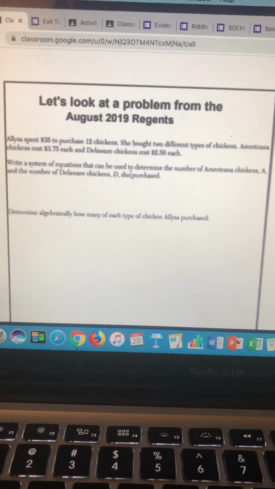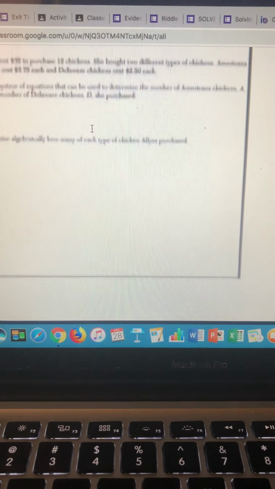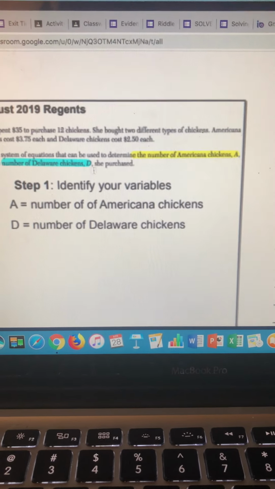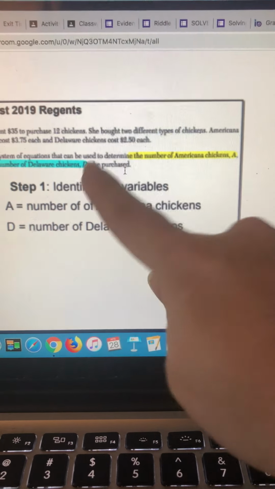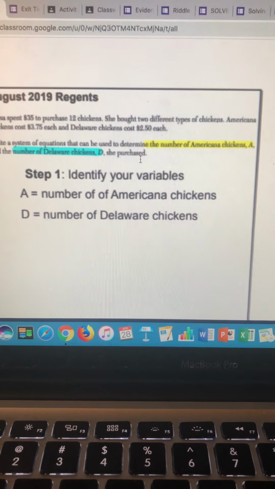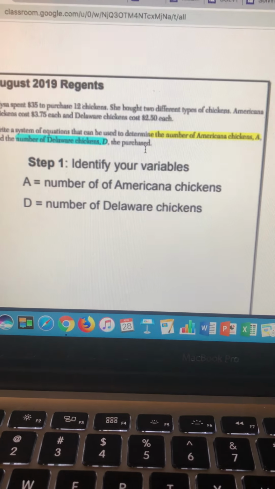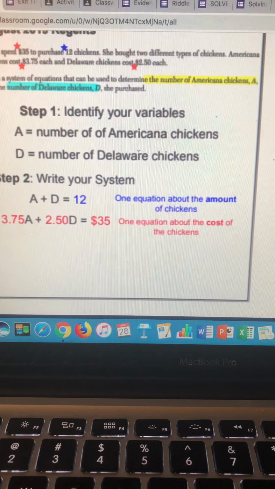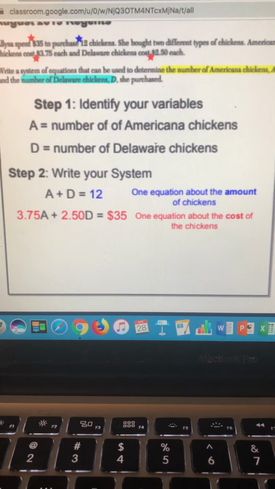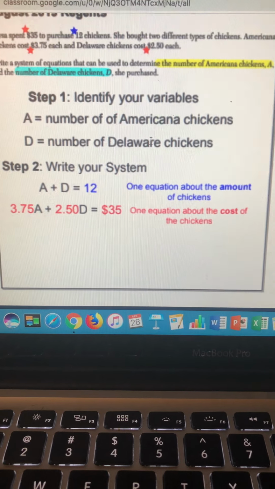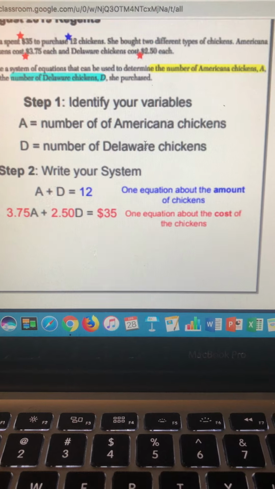The next question is actually from the August 2019 Regents, and it's the same thing I just did. The only thing is they want you to use A for one of your variables and D for the other. So when they do that, just think of A as X and D as Y. That's all. Even when you write your equations, you're still going to have them with A and D, but they're the same as if they were X and Y. So I don't want you to get confused on that. Nothing changes. It's just they're using other letters.